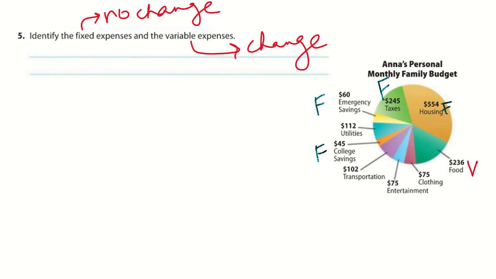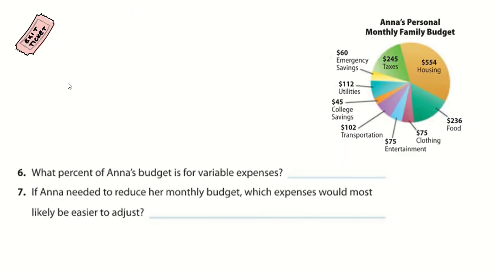Food, variable. Clothing is variable. Entertainment is variable. Transportation is variable. And utilities also variable. Those are the ones that change. So I just did F and V because it's a little hard for me to write on my screen, but you could actually list them out here in this space provided. All right, and then finally your exit ticket, the last two questions.